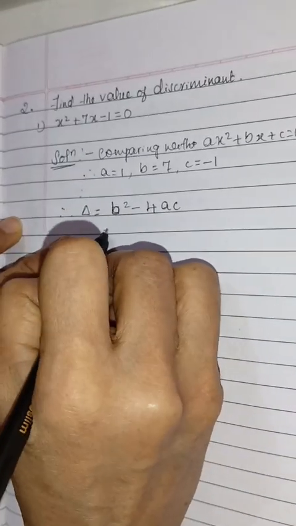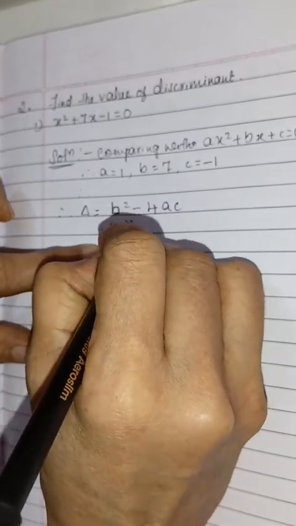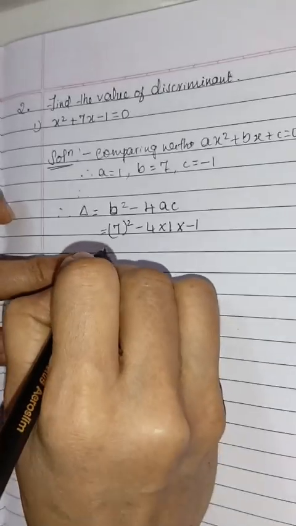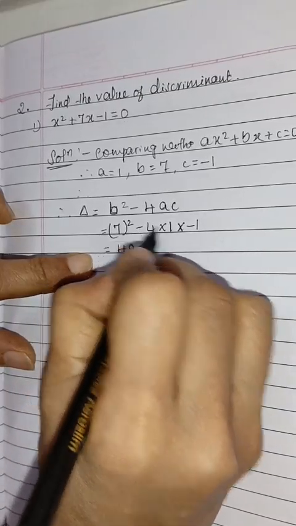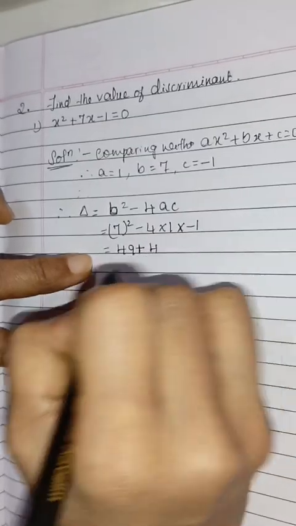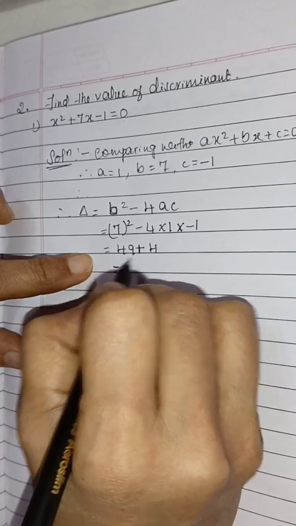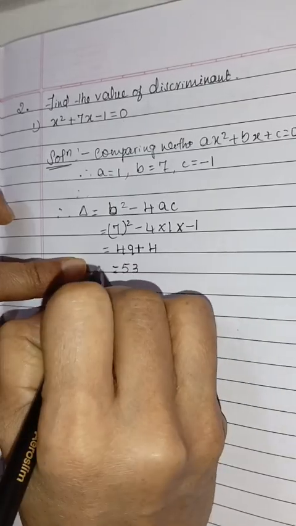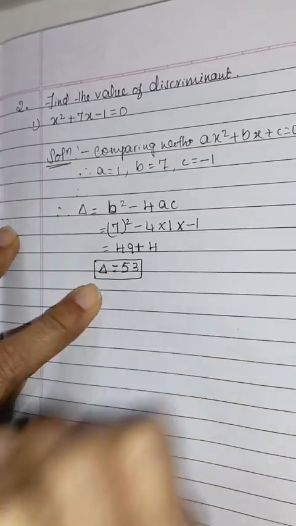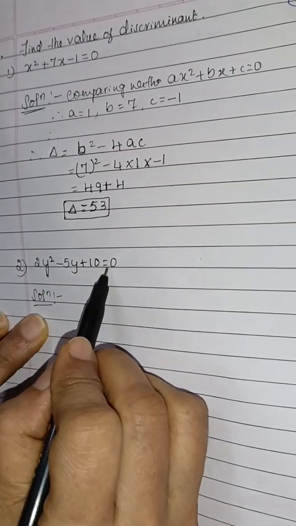Okay. Therefore b square, b is 7, 7 whole square minus 4 into a is 1, c is -1, that is 7 sevens are 49, minus into minus, plus 4 ones are 4, 49 plus 4 is 53, answer is 53, that is delta is 53. Okay, delta is 53.